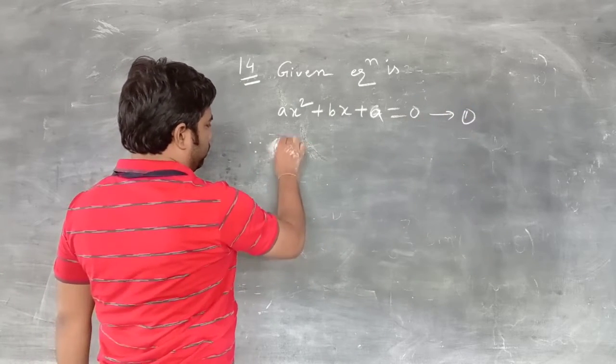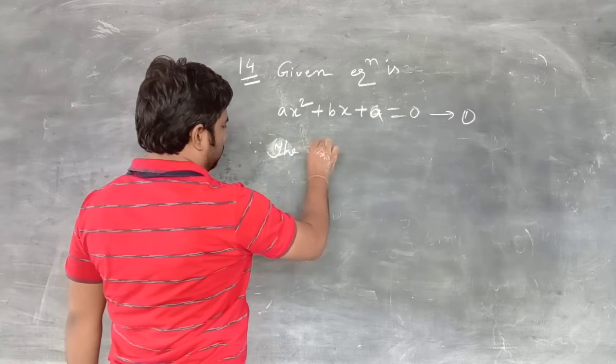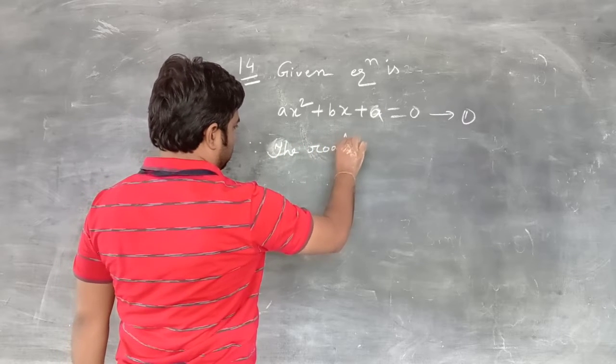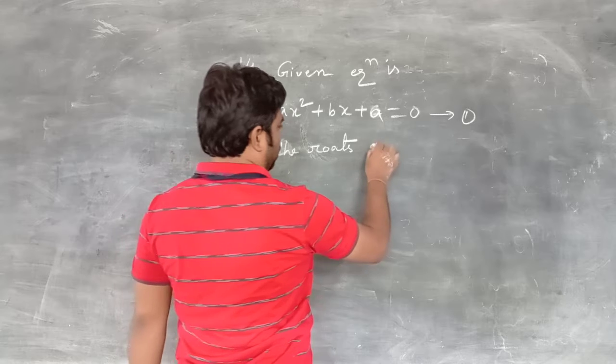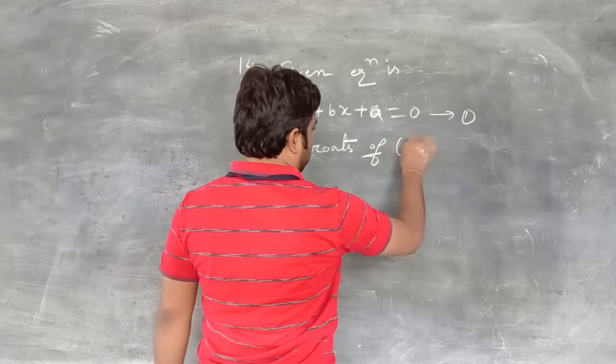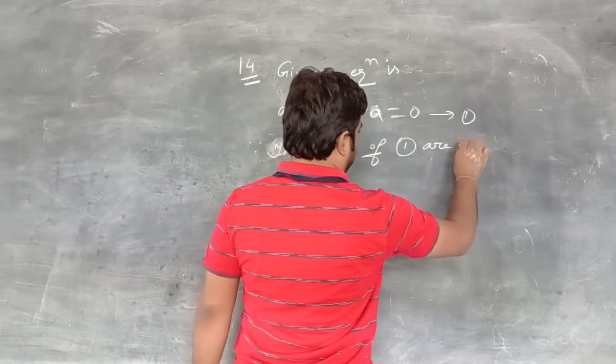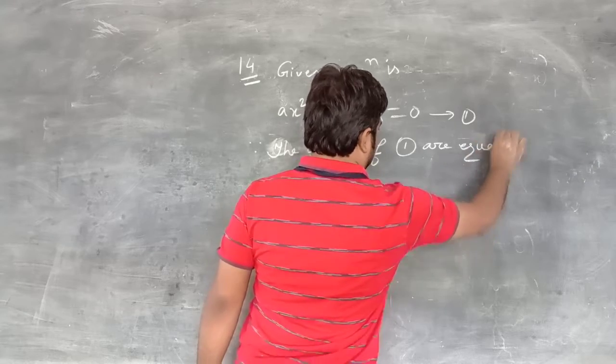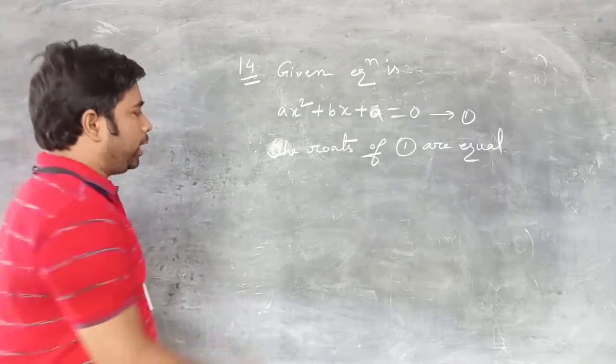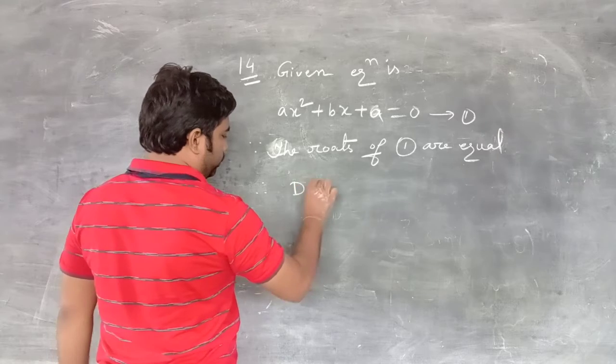The roots of the equation are equal. The roots of the equation are equal. So what can you write? So you can write the discriminant equal to 0.